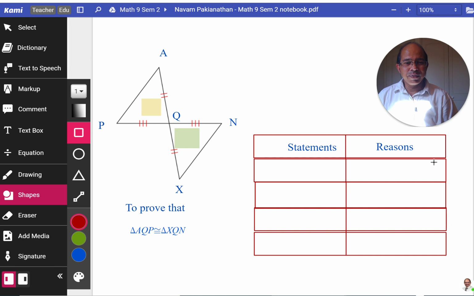To do this, I have set up two columns. The first column will list the statements from these two triangles, and the second column will list the reasons for those statements.